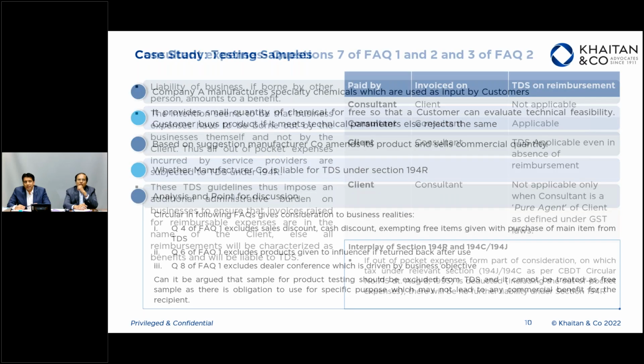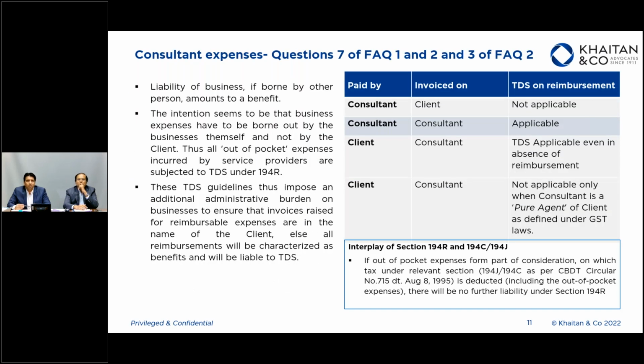So that's a case study where we've tried to do a little bit of analysis. Again, this is going to be a very big administrative issue. As lawyers, we work on behalf of our clients, and we charge them out-of-pocket expenses, airfare, and anything else. Every time we expend any amount on behalf of the clients and an invoice is raised, we will need to ensure that the invoice is in the client's name. Or if it is in the consultant's name, then we need to have a pure agent mandate, as is very famous in the GST laws.